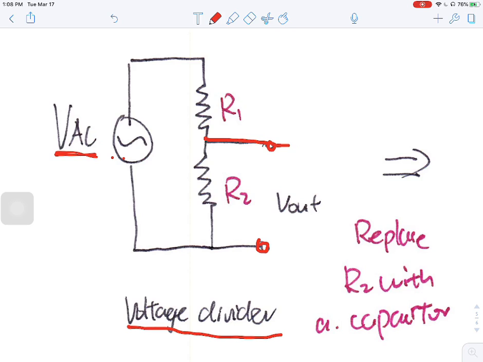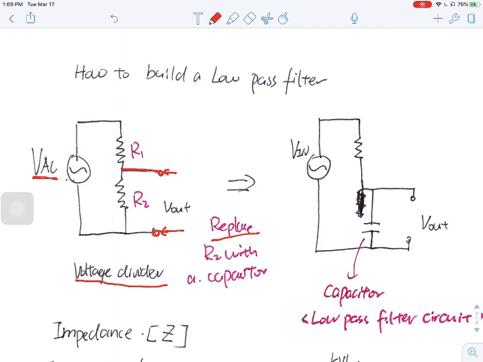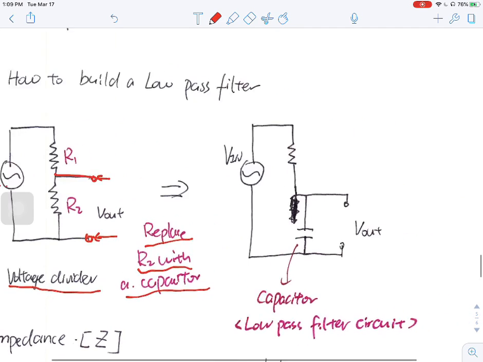Here, if you use the oscilloscope, you will get a plot of the change of voltage at this output, V out. And the low-pass filter looks very similar to this voltage divider. It just simply replaces R2 with a capacitor like this.